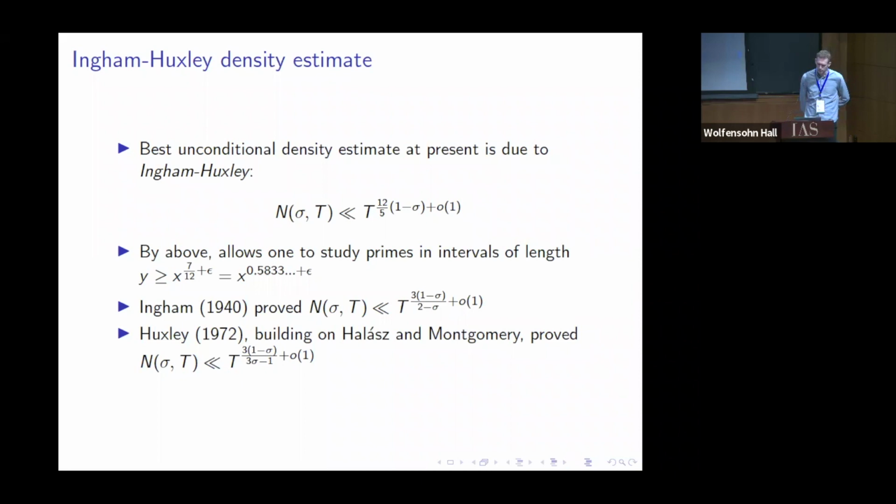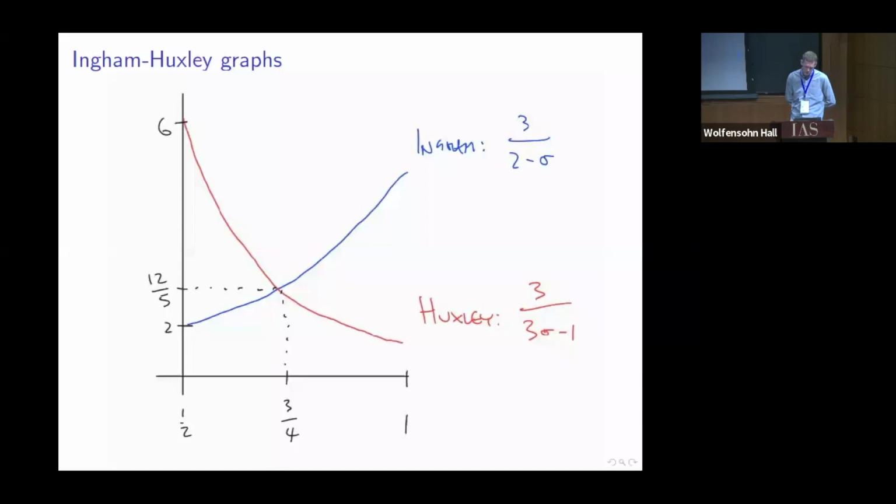Okay, so I have a picture here on this slide. This is some high quality computer graphics here for your viewing pleasure. So I've plotted this 3 over 2 minus sigma, and then Huxley's 3 over 3 sigma minus 1. And you can see that one of them goes this way, one of them goes the other way, and then they sort of meet at sigma equals 3/4. And at sigma equals 3/4, they're both equal to 12 over 5. And this is where 12 over 5 comes from. Okay. So that's how you get the 12 over 5 bound.